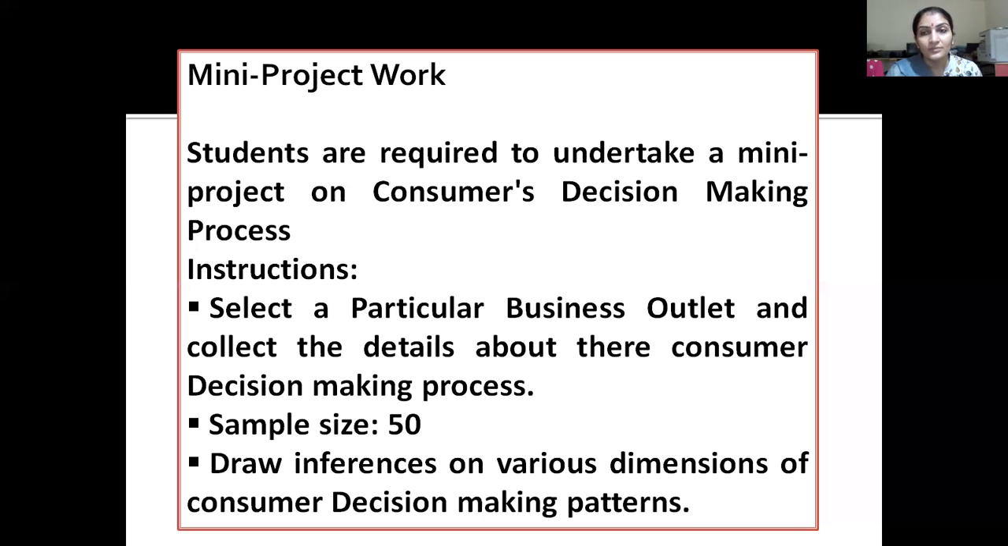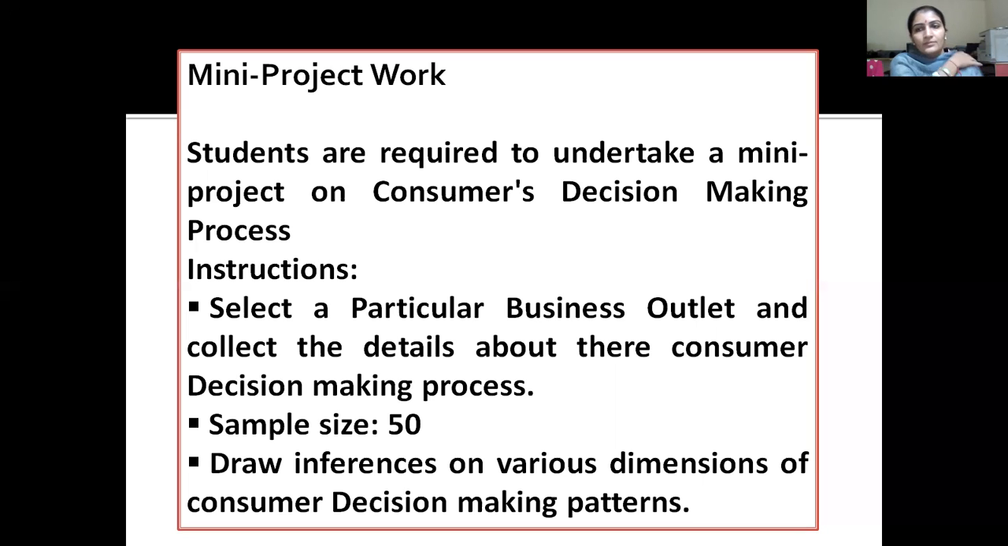Okay, so how are they promoting this particular product that they are purchasing? Are they promoting it through word of mouth? So all this information you are supposed to collect from the consumer, and while making this decision, how they are following the steps of the decision making process. This you are supposed to understand.